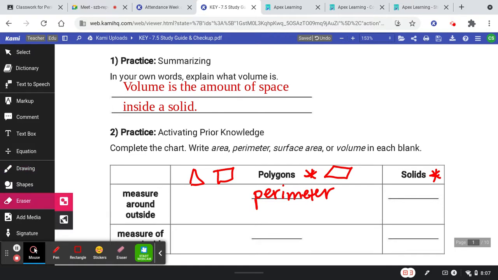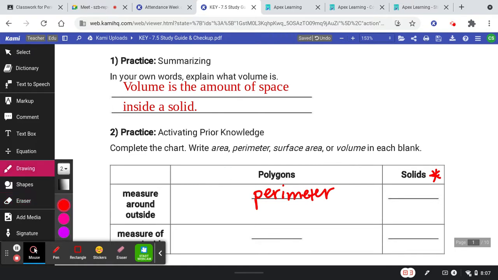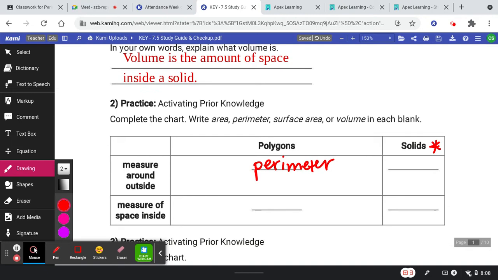Remember that a circle is not a polygon. It's not made up of line segments. And the perimeter of a circle is a circumference. So for these polygons, we call that perimeter, the distance around. Now, when we do solids, which is what we did earlier this week, this is called the surface area. Because it's a three-dimensional solid, the surface area is the distance around, measuring around the outside.